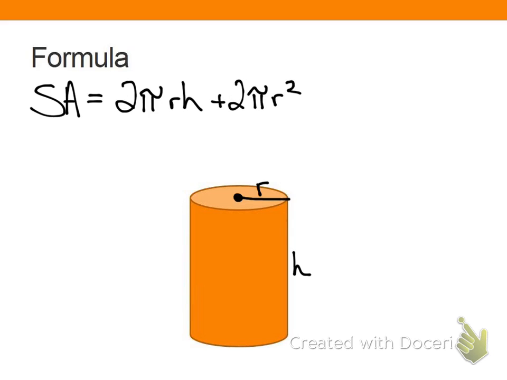So why do you think you multiply that by 2? Because there are two bases, right? There are two circular bases on either side of the cylinder. And then this first term right here gives me the actual surface area around the cylinder. So the first part of the formula is the surface area around. The second part is the surface area of the two bases. Take a minute and write down that formula.